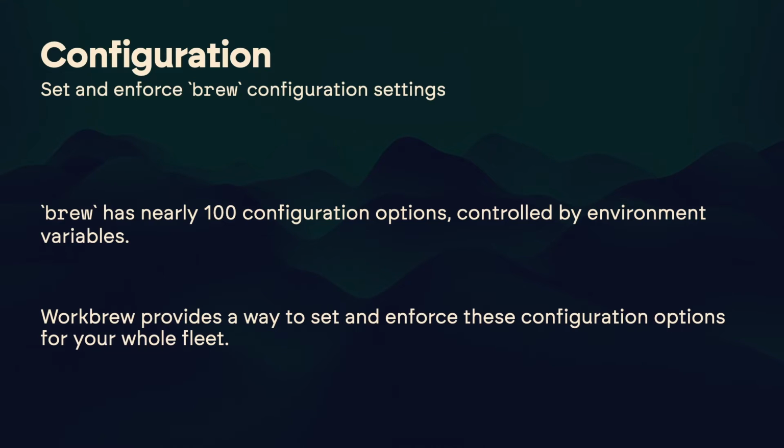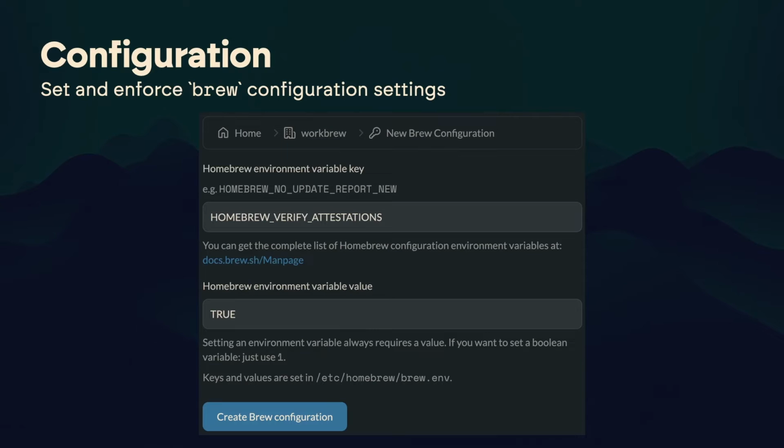Up next is configuration. With Workbrew, you have the ability to set and enforce configuration for your entire fleet. Homebrew has close to 100 different configuration options, and they're controlled by environment variables. Within Workbrew, you can set those configuration options for the whole fleet globally. So here's what it looks like. You go in, you create a configuration, you set the name of the option, and then you set the value, and you save it. That will be synced out to your entire fleet.